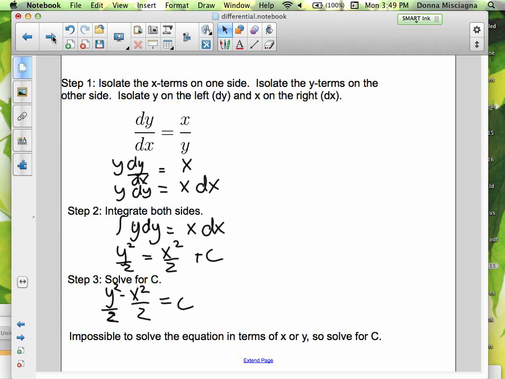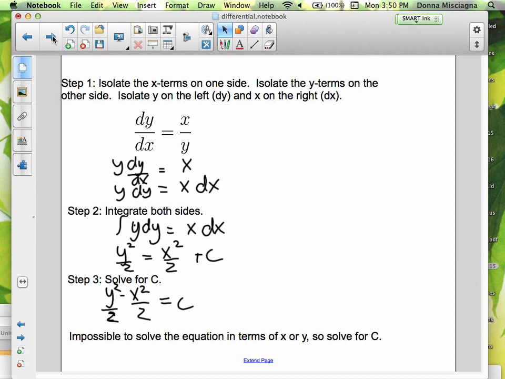All right, so here we got another one. We want to isolate the x terms on one side and the y terms on the other. This one's actually a pretty straightforward one. We'll multiply both sides by y. We get y dy/dx equals x. Multiply both sides by dx, and we've got y dy equals x dx. And then integrate both sides.